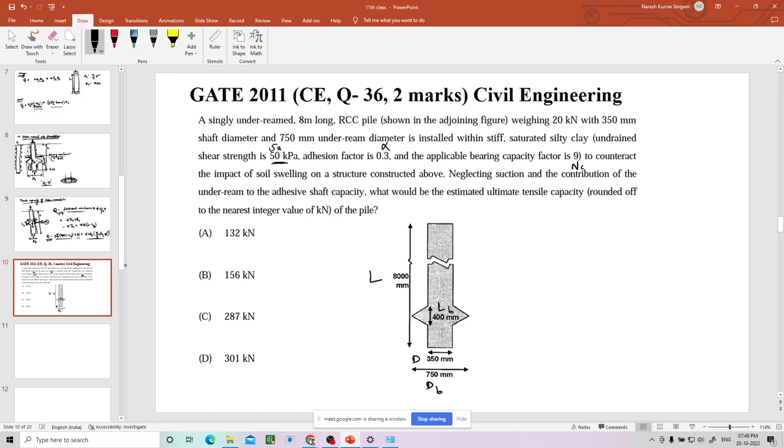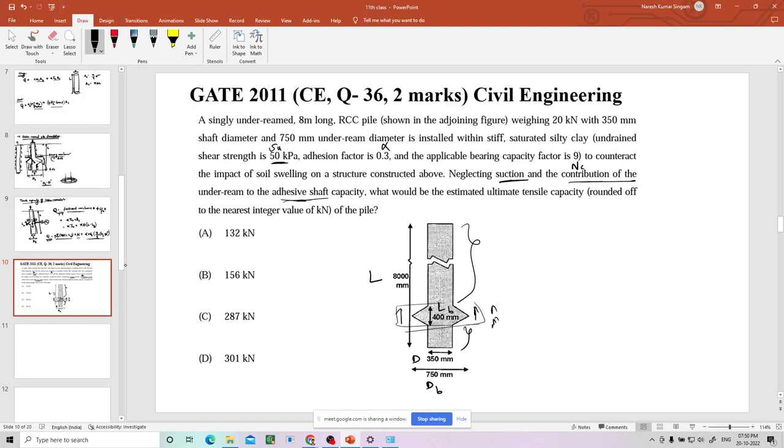Whenever you pull, there will be vacuum created below the pile foundation. So that vacuum also will give some resistance. That you have to neglect, and the contribution of the under-ream to adhesive shaft capacity. Adhesive means friction. He is saying this portion you neglect that adhesion. So you take only above and below. That is what the meaning. So what would be the estimated ultimate tensile capacity of the pile?